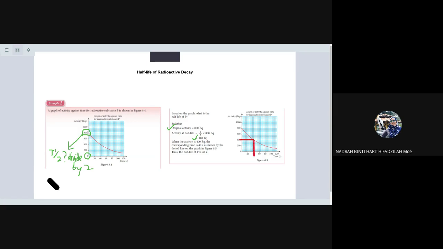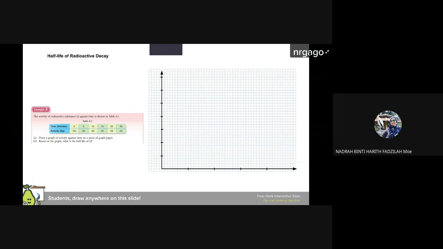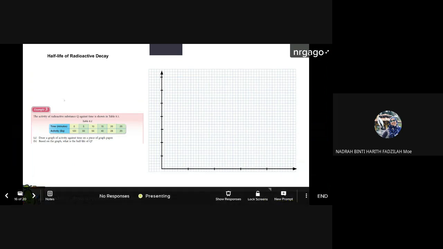Pada aktiviti 400 BQ, position pada titik X dia ialah 40. So 40 second tu is the half-life for P. So untuk soalan yang sama, dia boleh bagi kamu graph siap-siap and then you determine the half-life, but it can also ask you to produce the graph first. Dia juga boleh minta kita hasilkan atau lukis graph dulu.